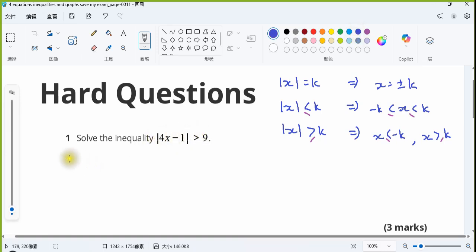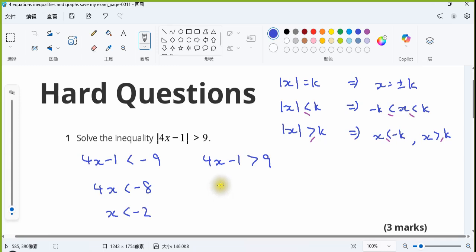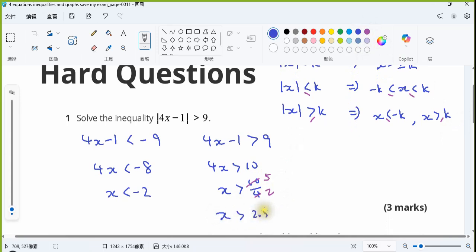So for this case, we have 4x minus 1 less than negative 9 and 4x minus 1 greater than 9. So we have 4x less than negative 8, x less than negative 2, and then 4x greater than 10, x greater than 10 over 4. 10 over 4 is 5 over 2, which is x greater than 2.5. So x less than negative 2 or x greater than 2.5. Either one can satisfy this inequality.